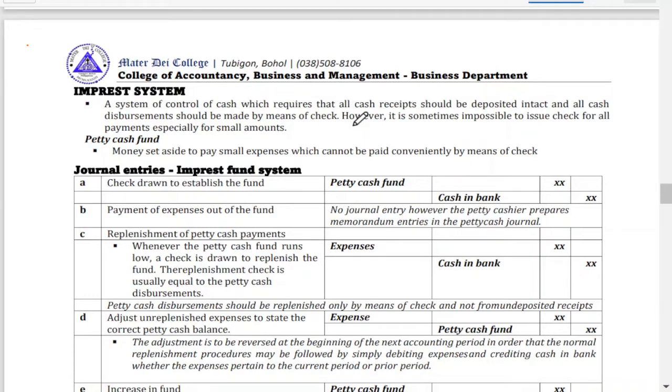But, hindi naman siya practical na lahat ng babayaran natin is in the form of checks, diba? That's why gagamit tayo ng petty cash fund or mag-establish tayo ng petty cash fund to facilitate payments for small expenses. So here is the journal entry preparation for petty cash fund transactions.